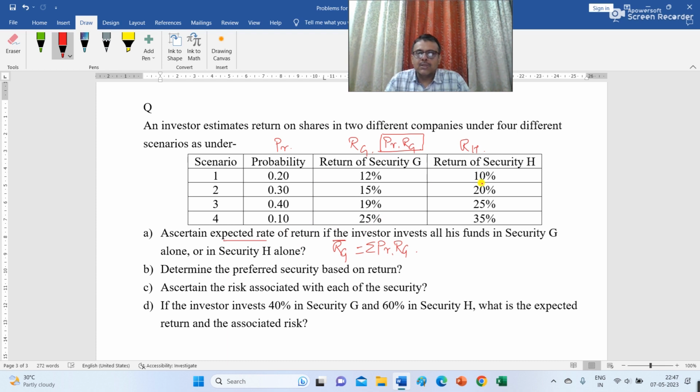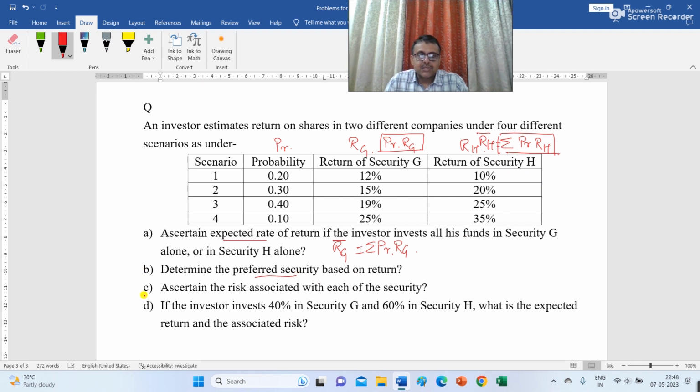And in order to find out the expected return of security H, we will calculate probability multiplied with return of H. Summation will give you the expected return of security H. So RH is equal to summation of PR and RH. So this is another parameter that is supposed to be calculated. And what is determine the preferred security based on return? We will find out the expected return of security G and expected return of security H. Whichever will be higher will be the preferred security.